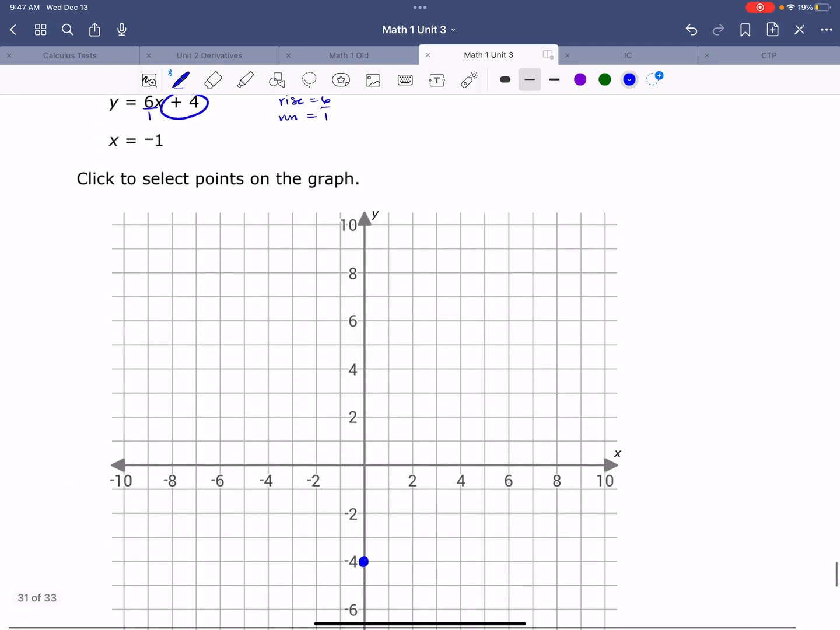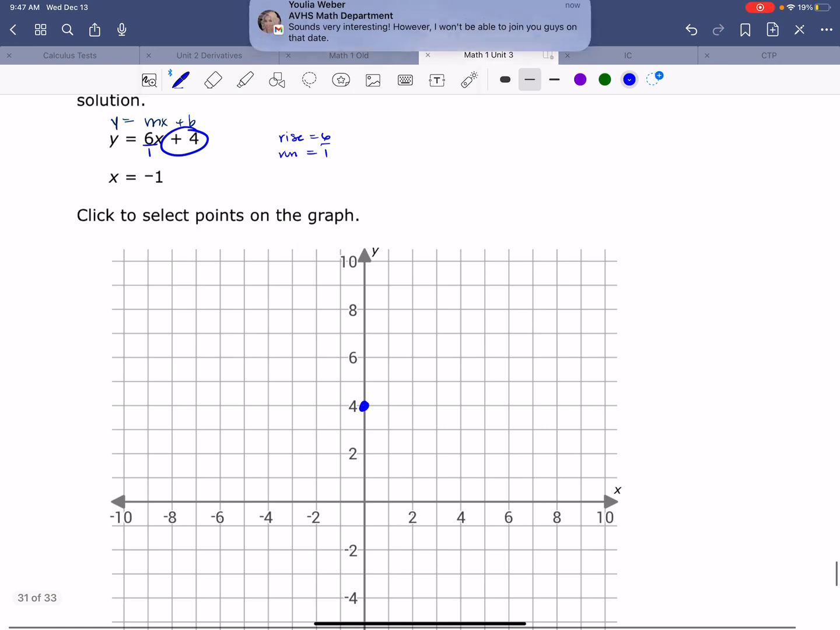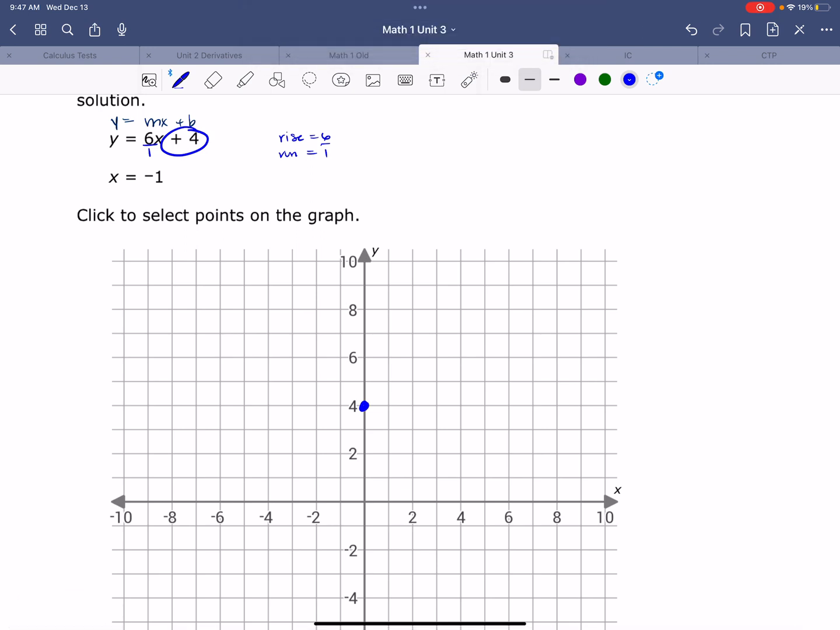So I start at 4. Ooh, look, I put my point at -4. That should have been at +4. So +4 because of the plus. So I have +4. I go up 6, all the way up 6, and I go over 1. There's going to be my second point. I'm going to go ahead and plot my line through those 2 points as best I can.